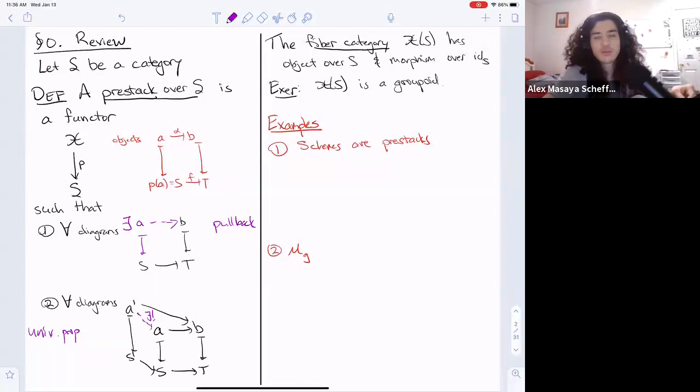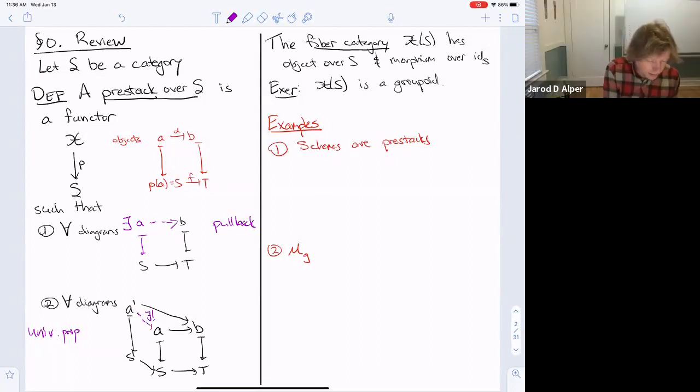One thing, in that condition right there, that map from A prime to B, are we assuming that it's sitting over the composition of S prime to S to T, or does it not have any connection to the bottom? Yes, right. The map from A prime to B sits over S, the composition S prime to T. Yes. Thanks.